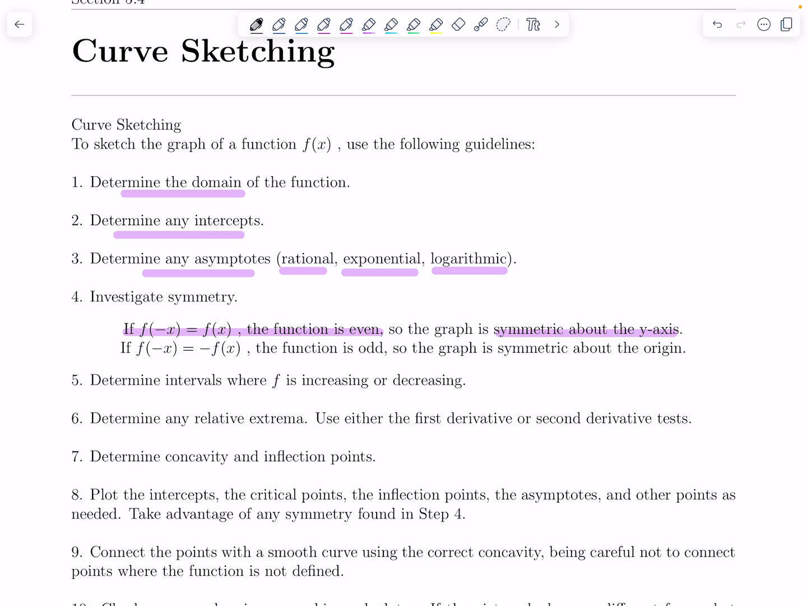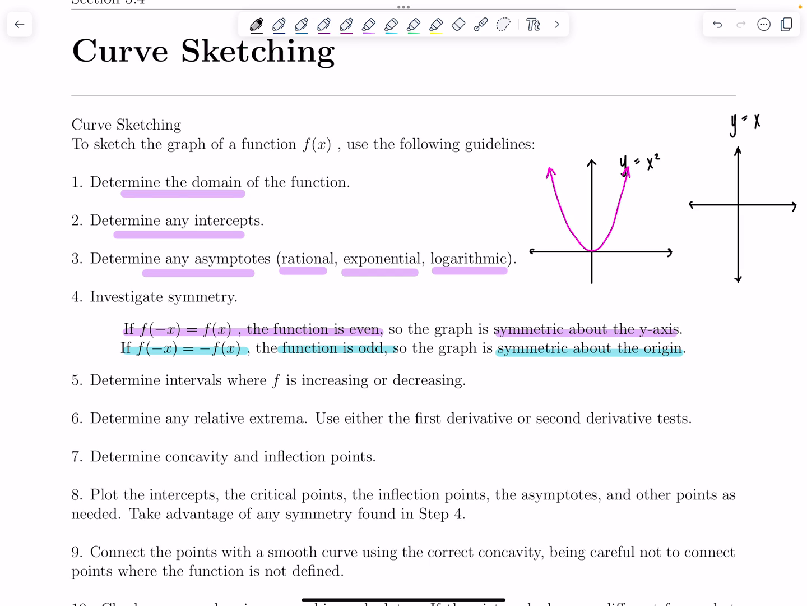So an example of a function that's even, that's symmetric with respect to the y-axis, is our good friend, the parabola, y equals x squared. And you can see clearly it's symmetric with respect to the y-axis, and you can confirm this algebraically. By definition, if f of negative x equals negative f of x, then we say the function is odd, so it's symmetric about the origin. Very common function, if you want to just have an example in your head for an odd function, symmetric with respect to the origin, is y equals x cubed.